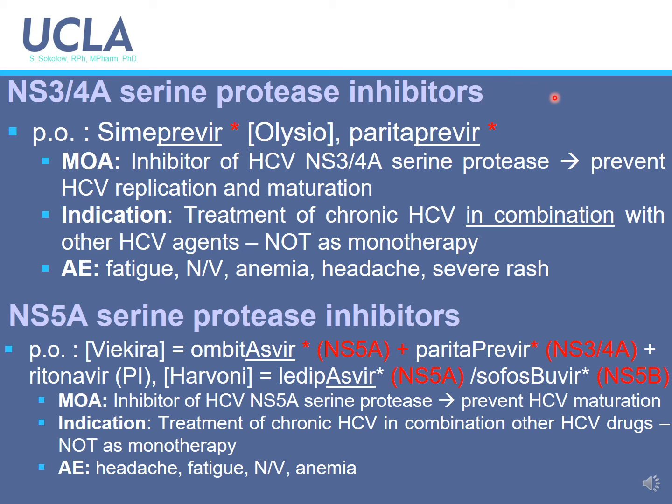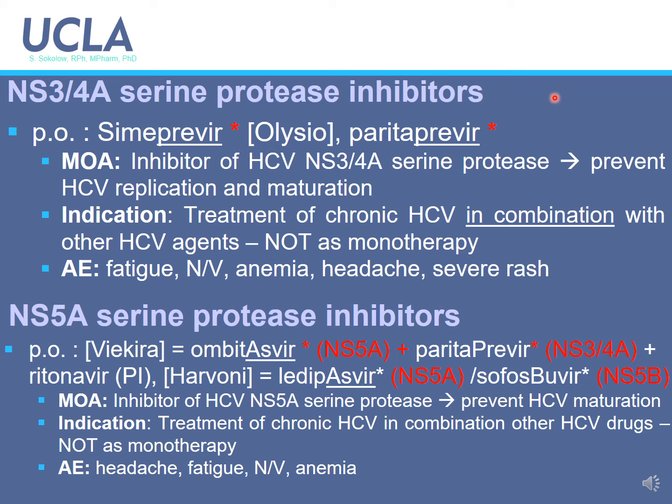There are different types of protease inhibitors. You have the NS3/4A serine protease inhibitors, and these are simeprevir or paritaprevir. You see I underlined previr, so you should know that when the name ends in previr, it means it's an NS3/4A serine protease inhibitor. They are indicated for the treatment of HCV in combination with other HCV agents. They are not used as monotherapy.